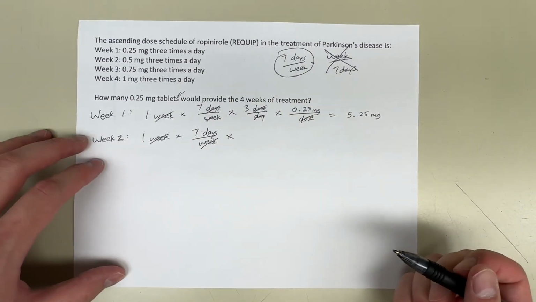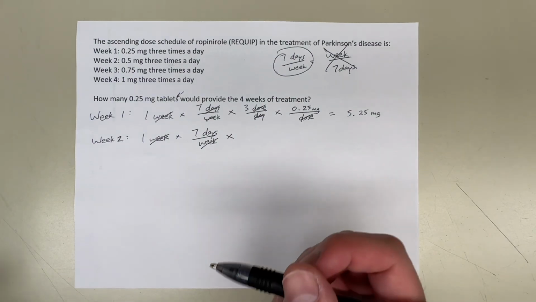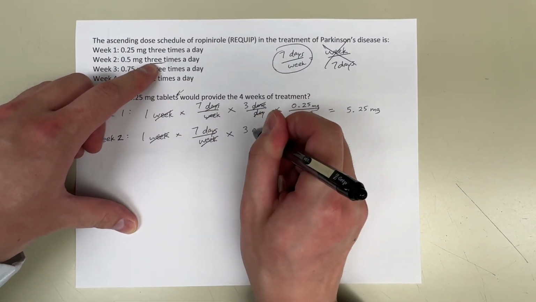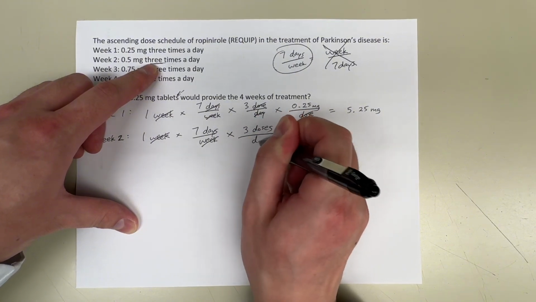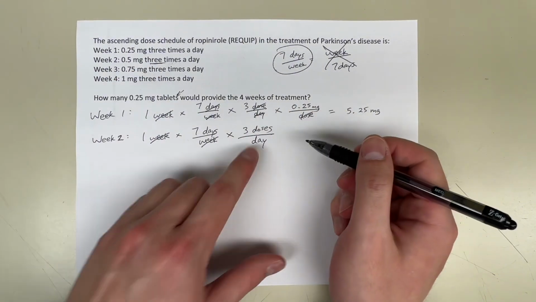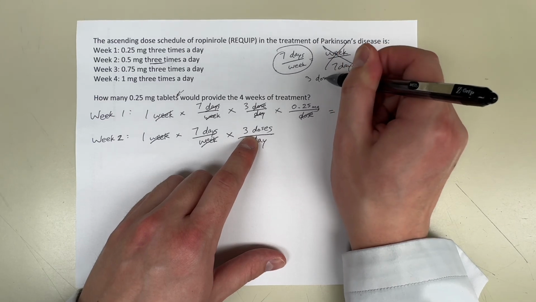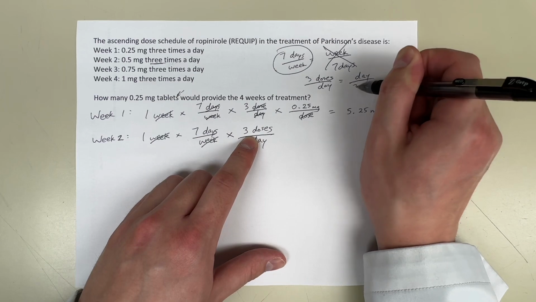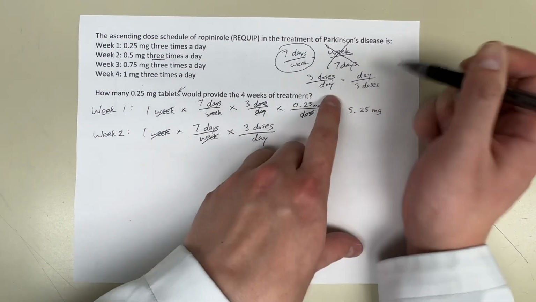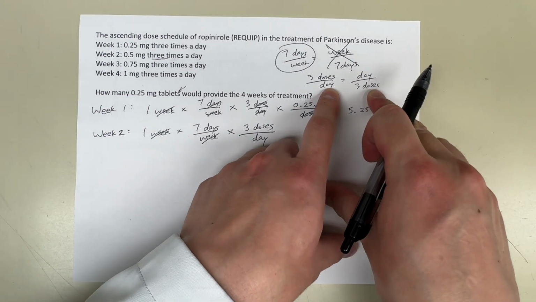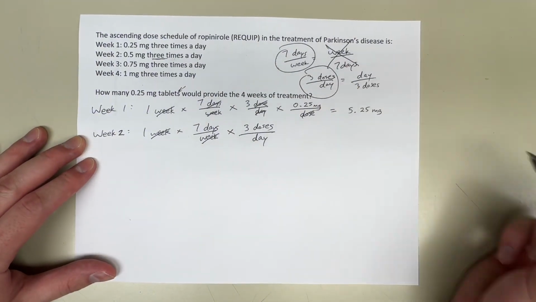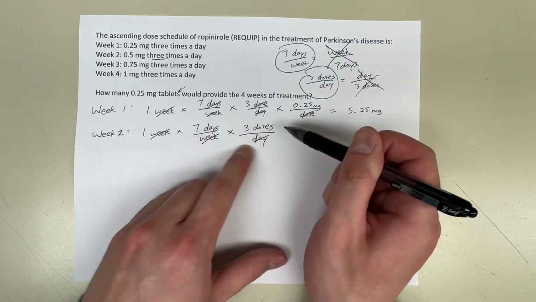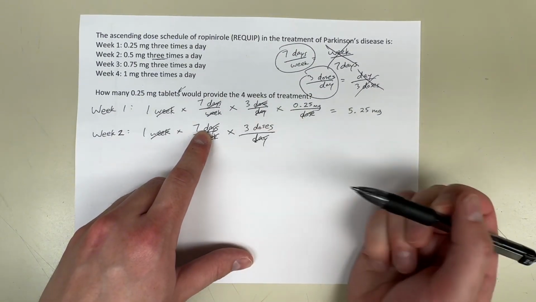So next, I calculate how many doses there are per day. 3 doses per day. Realize I could have written this as 3 doses per day, or I could have written this as every day there's 3 doses. These two mean the same thing. The reason I know to use this one and not this one is because I want days in the denominator here to cancel out days in the numerator here.